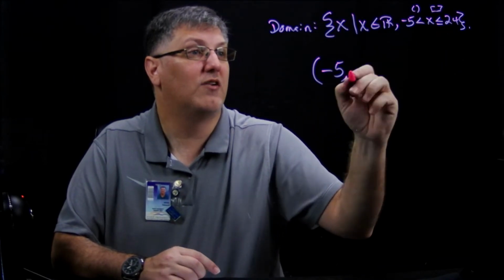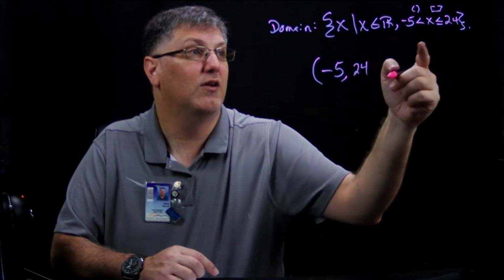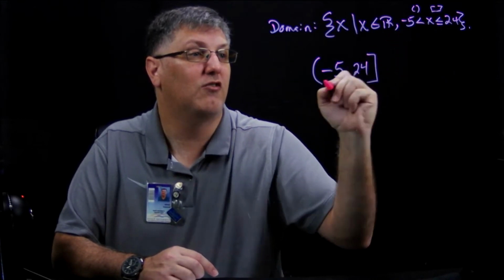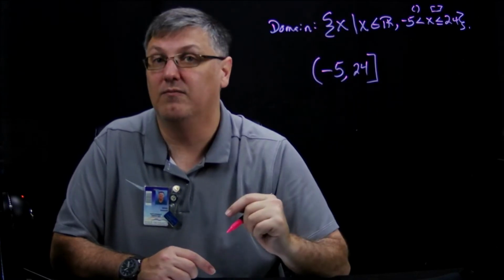I'm going to look at my last number, which is 24. I'm going to look at the inequality, which is less than or equal to, so it's got an equal to, so it's going to be the square bracket. And these mean the exact same thing.